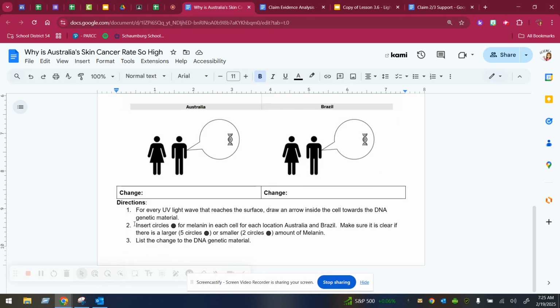That's step number 1. Step number 2, you're going to insert those circles for melanin. Whoever has more melanin, Australia or Brazil, you're going to draw 5 dots inside each of these cells. Whoever has less, you're going to draw 2 dots. And then the last thing you need to do is list the change. Based off of the UV that makes it to the surface of the earth in Australia and their melanin levels, what would we expect to see happen to our DNA? And same thing in Brazil.